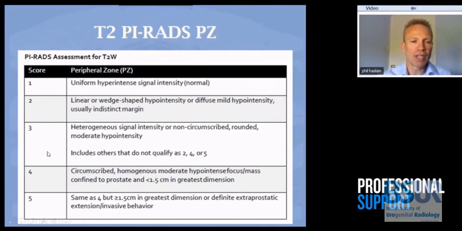PI-RADS 4, this is where it gets more interesting. These are circumscribed, homogeneous, moderately low signal masses, less than 1 centimetre in diameter. This looks like tumour in the peripheral zone. PI-RADS 5, this is the same as 4, but it's bigger, greater than 1.5 centimetres, and it may have definite extraprostatic extension or an invasive behaviour. So that will be scored PI-RADS 5.